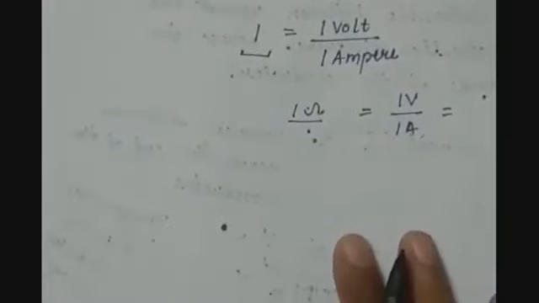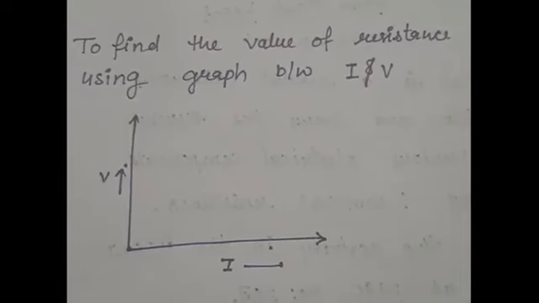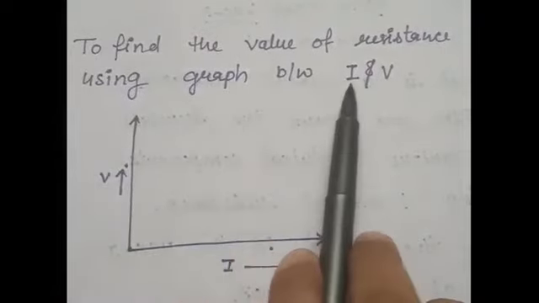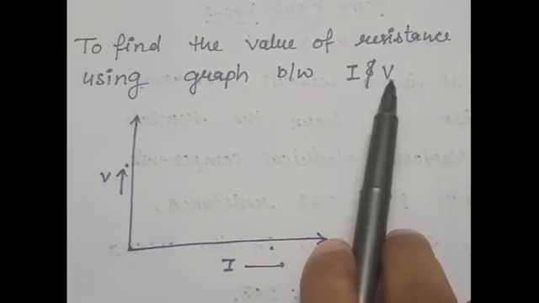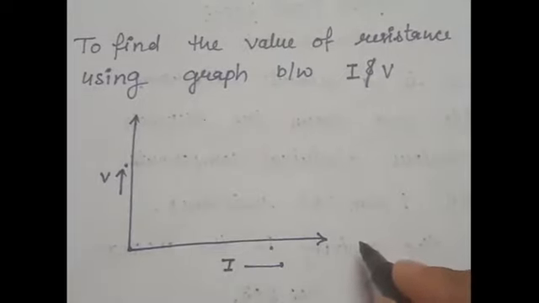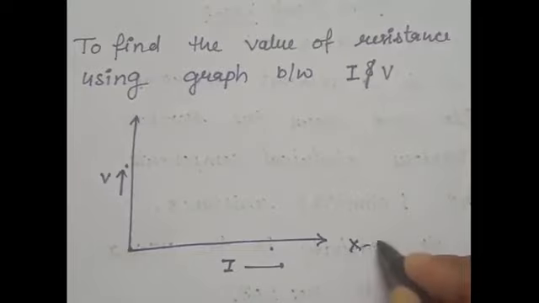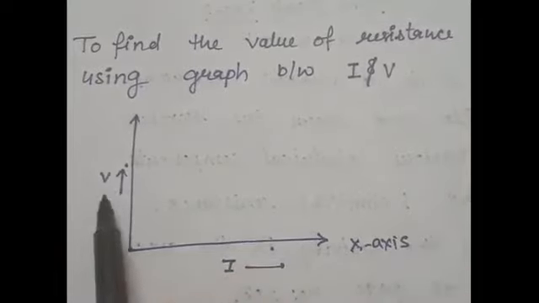We can also find the value of resistance from the graph of voltage to the current. Now let us try to find out the resistance using the graph between I and V, where I is the current and V is the potential difference. So we have a graph. On the x-axis current is there, and on the y-axis potential difference is taken.